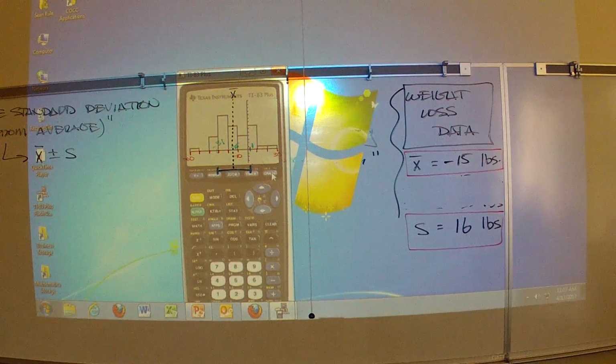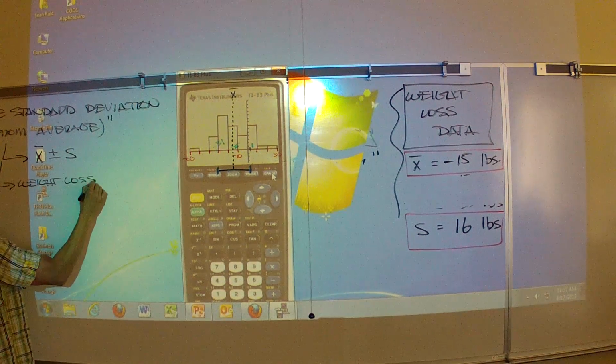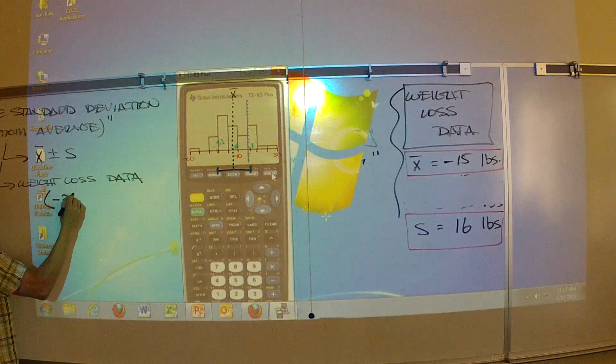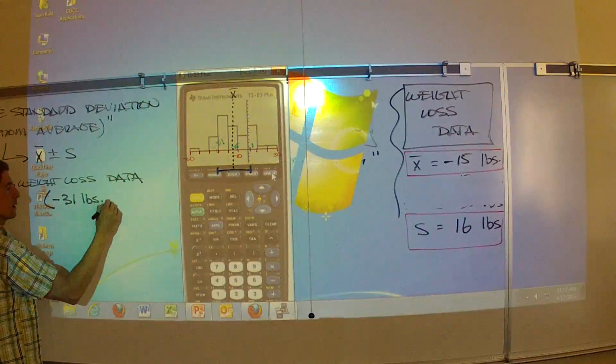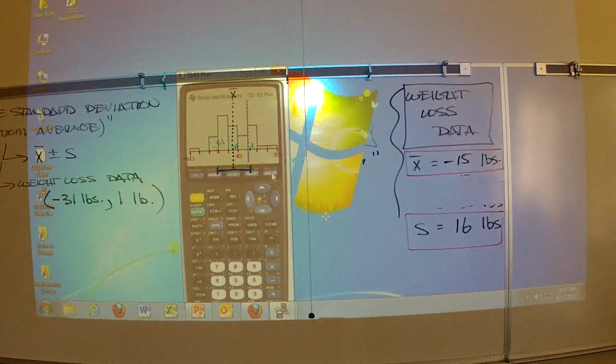So it's a range of values. For the weight loss data, that's negative 31 pounds to 1 pound. That tells us something, and I want to come back to what it tells us momentarily, not right now. That's just the definition.